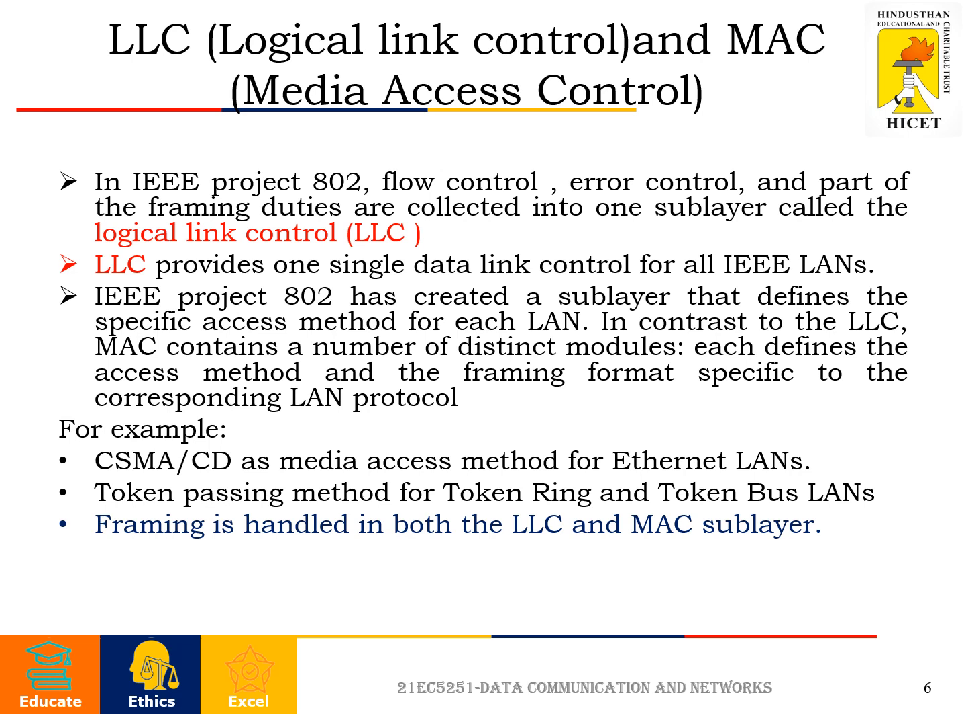In contrast to the LLC, the MAC contains a number of distinct modules. Each defines the access method and the framing format specific to the corresponding LAN protocol. For example, CSMA/CD, Carrier Sense Multiple Access with Collision Detection, is a media access method for Ethernet LANs, and the token passing method is for token ring and token bus LANs. Framing is handled in both the LLC and MAC sublayers.